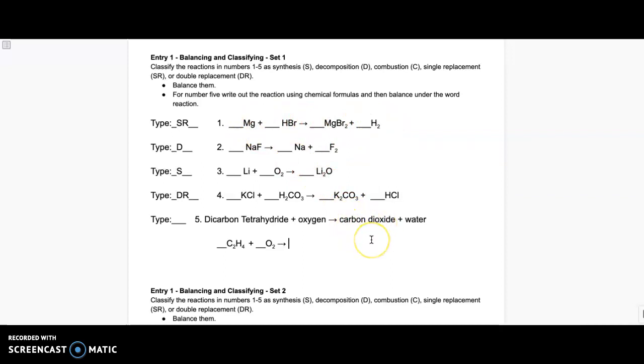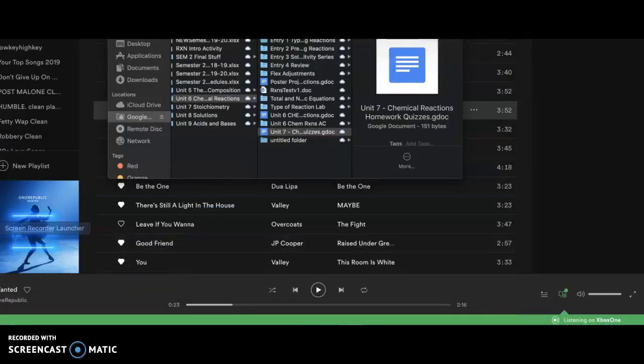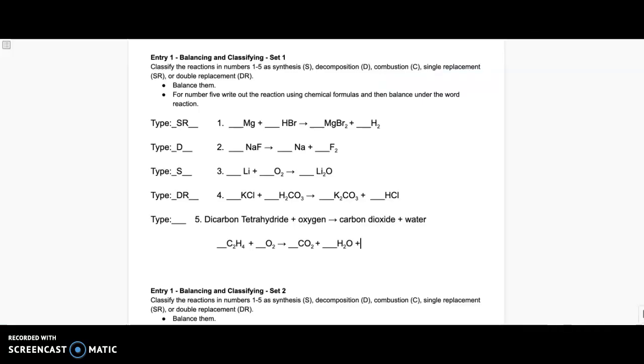And then that's going to make carbon dioxide. So CO2 plus H2O. Apologies for those technical difficulties. I hope it wasn't too much of a distraction. So here I get a carbon compound and oxygen making CO2 and water, which tells me that is a combustion reaction. Okay. So there's one of each type.